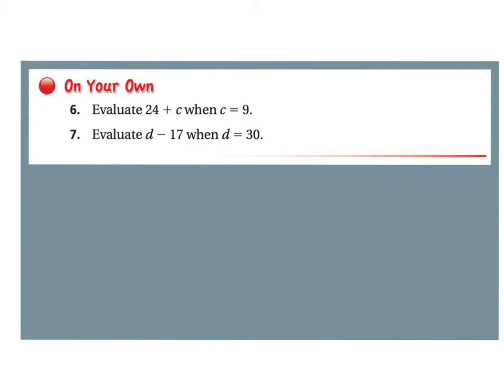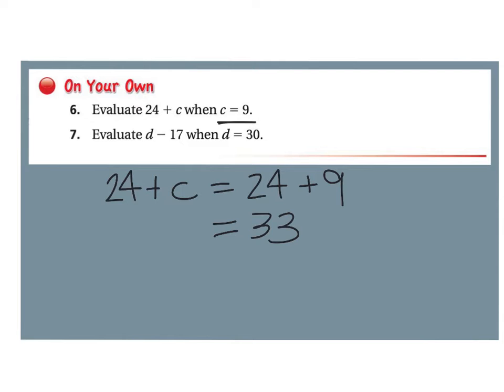If we have 24 plus c when c equals 9. So 24 plus c, and then we're going to substitute 9 for c. So 24 plus 9. So then we would just solve it. 24 plus 9 equals 33. So that would be our answer for number 6. And then 7, if we evaluate d minus 17 when d equals 30. Well, so we're going to substitute 30 for d. So we would write 30 minus 17, and then we would solve. We would do 30 minus 17 to get 13.